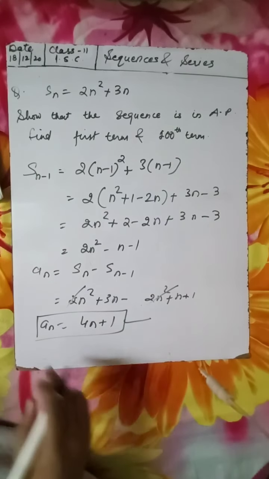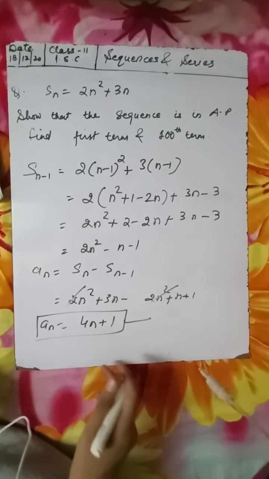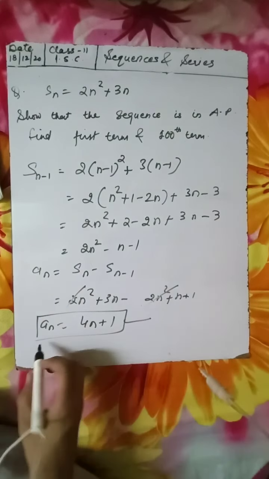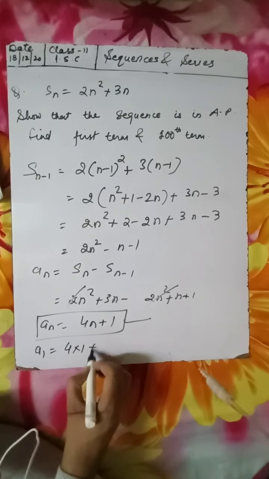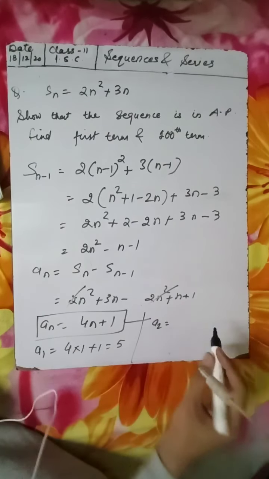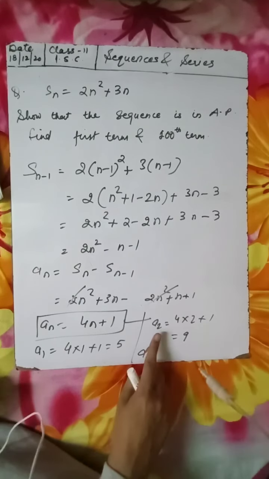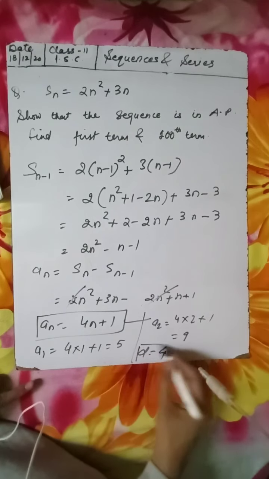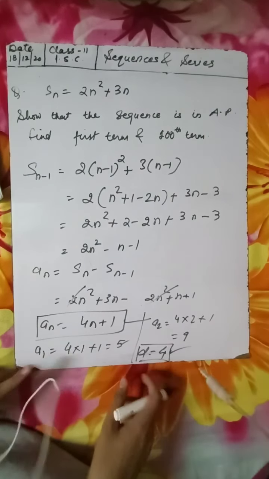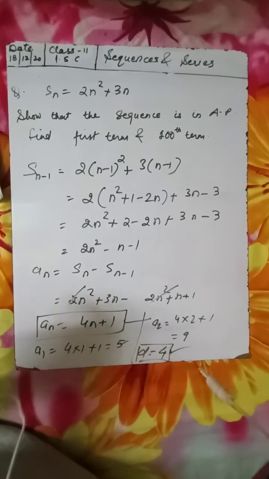By this we can easily find a1, that is the first term, and the second term, and by that we can easily find d, right? So what will be a1? 4 into 1 plus 1, which is 5. And what will be a2? This will be 4 into 2 plus 1, this is 9. So from here can we find d? a2 minus a1, 9 minus 5, 4. So the common difference is 4, and the first term is 5. Now from here we can easily find the 100th term also. I hope you have understood this question.